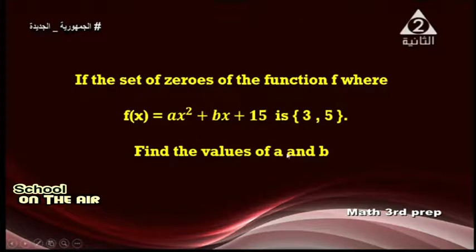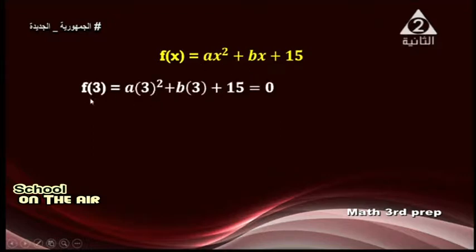Then find the value of a and b. Notice that zeros or solution set or roots mean that x equals 3 once and x equals 5 once. So we substitute once with x equals 3, which gives a relation in a and b, and also x equals 5 gives a relation in a and b. f of x equals ax squared plus bx plus 15. First, f of 3 equals a times 3 squared plus b times 3 plus 15, all equals 0. Since he said zeros, that means the set of x values that makes f of x equal 0.